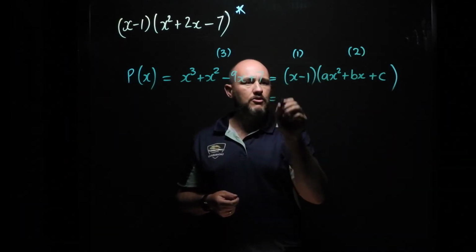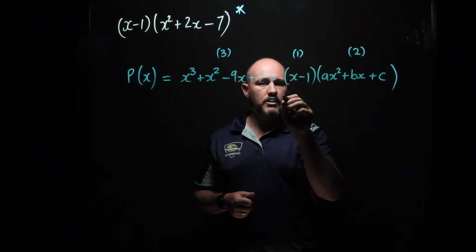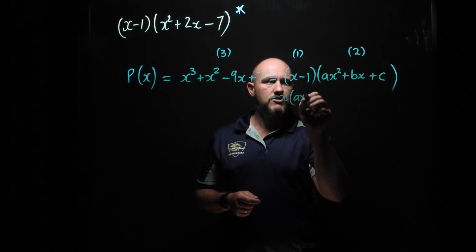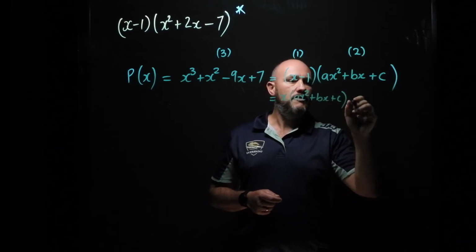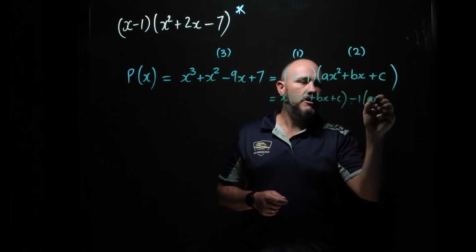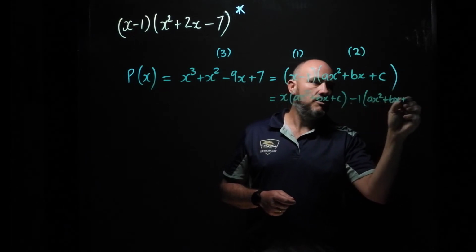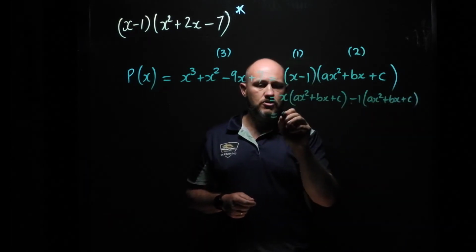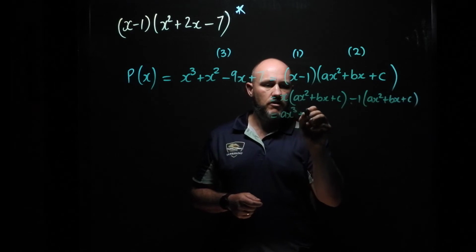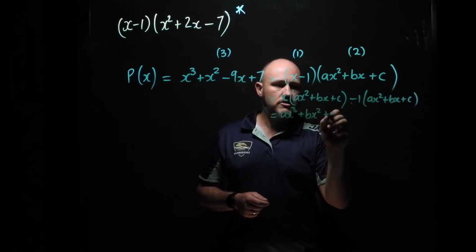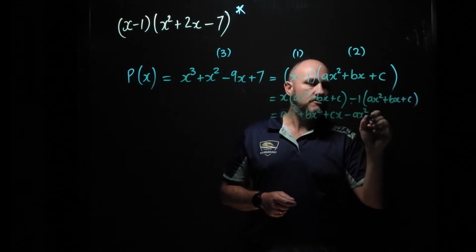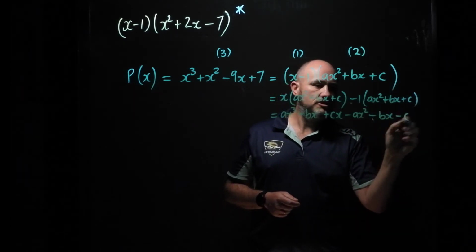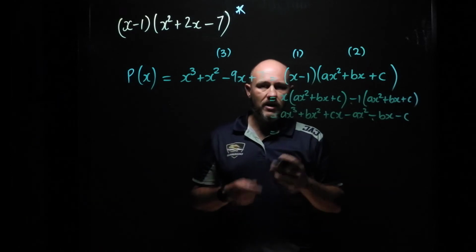But anyway, we're going to do the expansion. And we're going to do this using the distributive property, which is x times (ax squared plus bx plus c) minus 1 times (ax squared plus bx plus c), and that's equal to ax cubed plus bx squared plus cx minus ax squared minus bx minus c, and then I'm going to bring together my like terms.